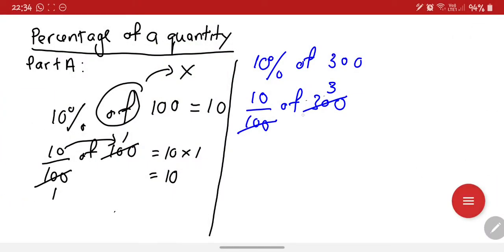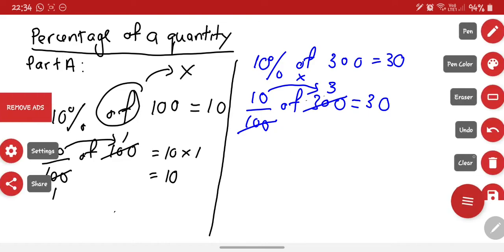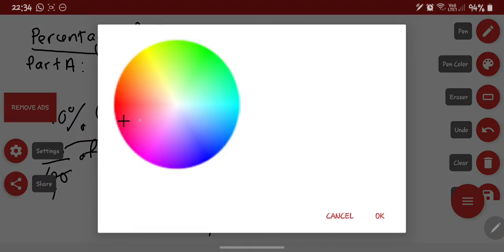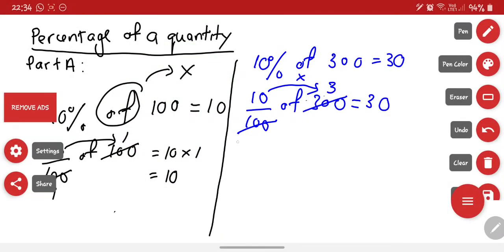now you got the division already. Now you continue with the multiplication. So 10 times 3 is 30. So 10% of 300 equals 30. Okay, 10% of 300 equals 30. So I'm going to give you another example of a 10%. After that we're going to move forward to another number.